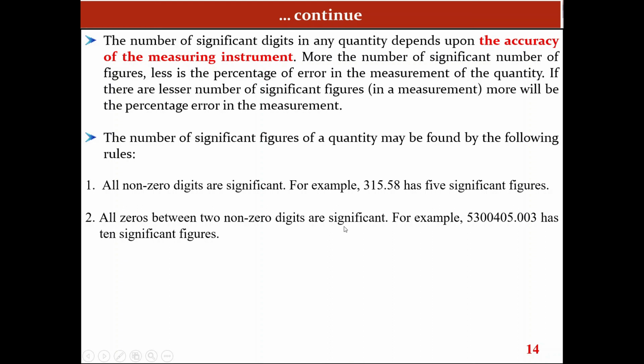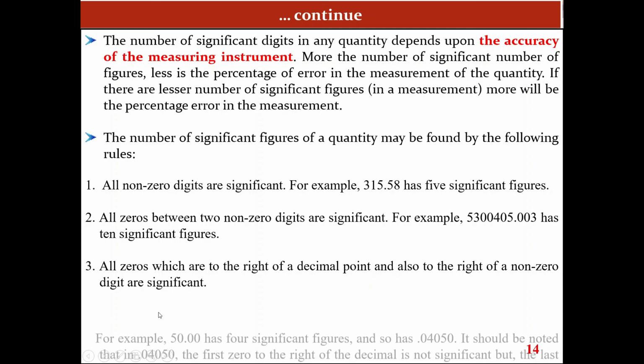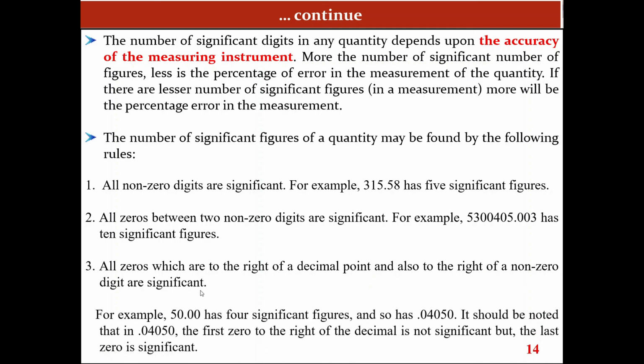Okay, the third one is: all zeros which are to the right of the decimal point and also to the right of non-zero digits are significant. For example, 50.0 has 3 significant figures. If you have 1.00, we have 3 significant figures. If you have 15.00, this also has 4 significant figures. And if you consider 0.04050, here the leading zeros will not be taken into consideration, so we have 1, 2, 3, 4. There are 4 significant figures. The leading zeros will not be counted, but the last zero will be counted. Okay, so let's continue with examples and other rules.